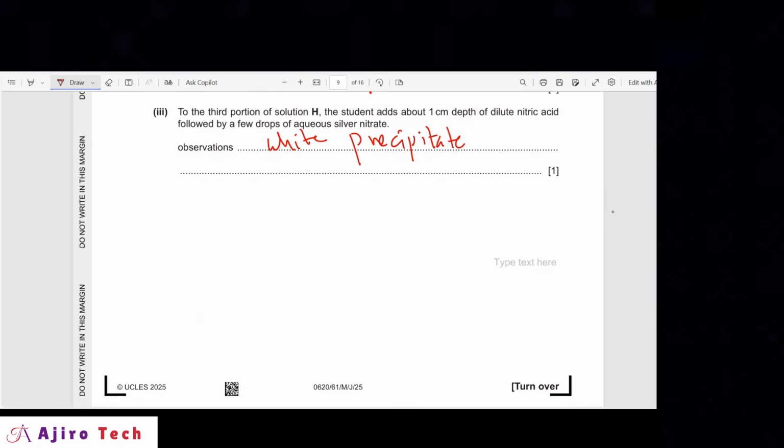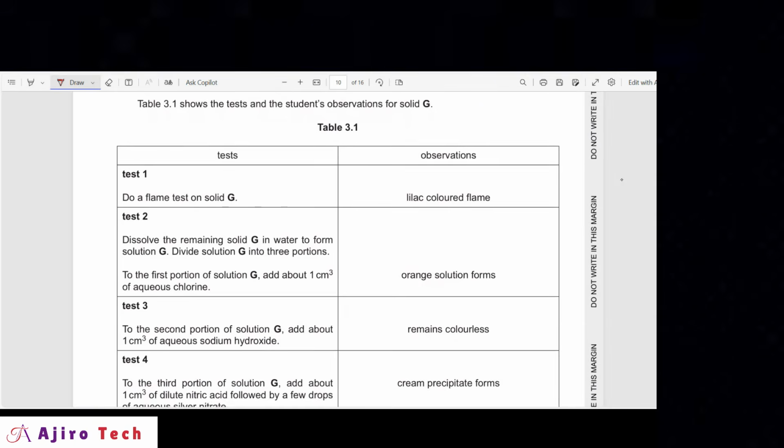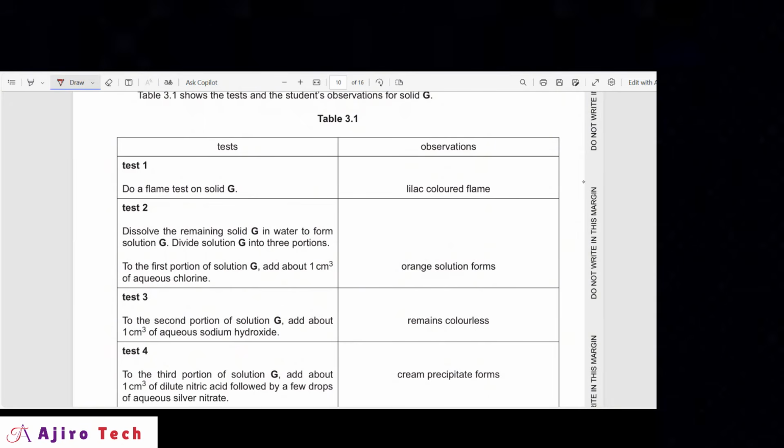All right, so we go to the next one here, test on solid G. So we have a second test, so we'll simply go into this. Now, first is that a flame test is done on solid G, and then you have a lilac colored flame. So that should tell you that potassium ion is present, because when you check your flame test table, potassium ion will likely give you a purple or lilac colored flame.